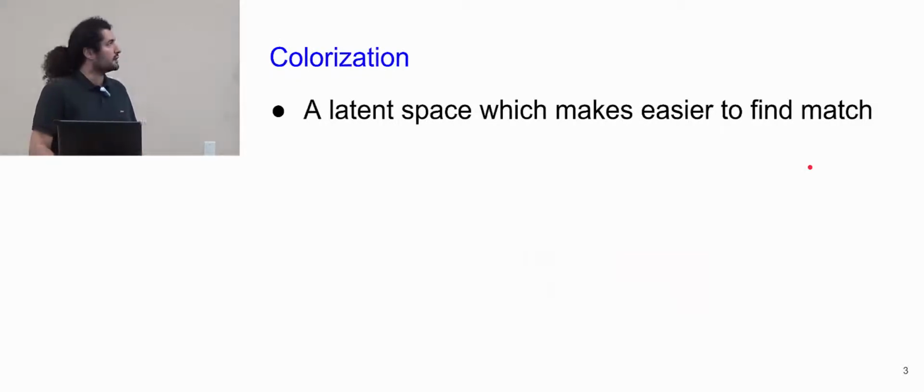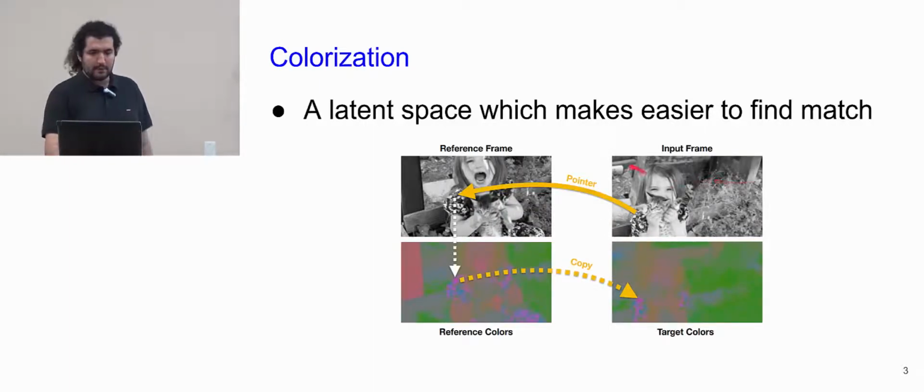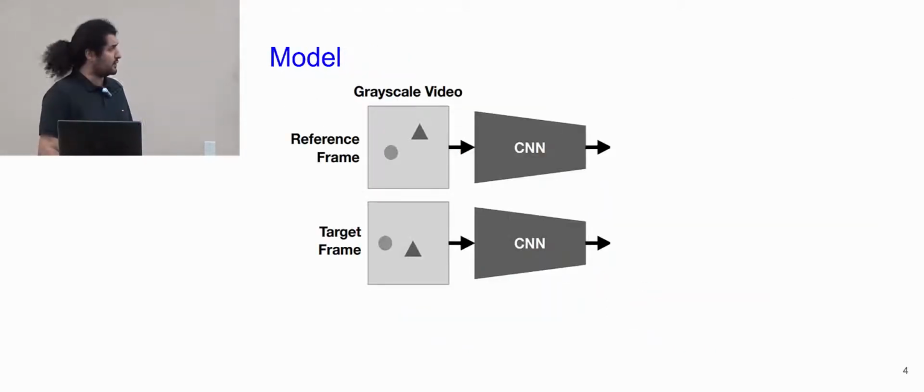They solve this problem by learning a latent space which makes it easier to find corresponding or matching points. This is the grayscale reference frame. We know its color. And this is our input frame. It's also grayscale. Their model learns a representable latent space, so we can find the matching points. After we find them, we can easily copy the color values to the input frame to predict the color values for all pixels. So this is the overall architecture.